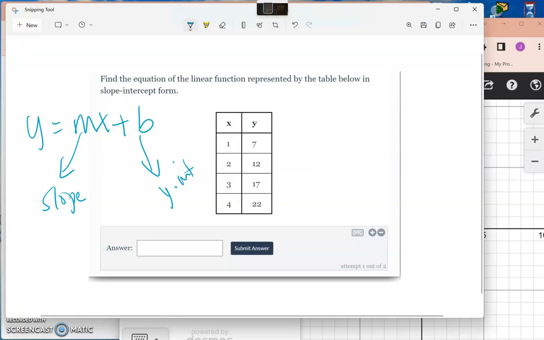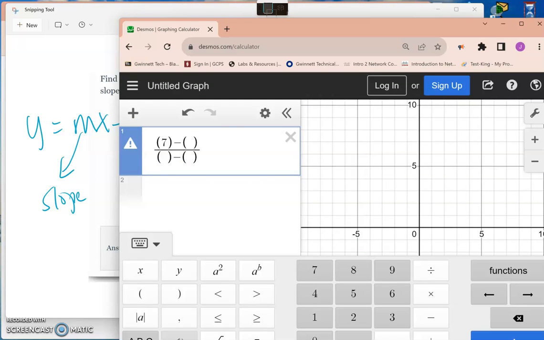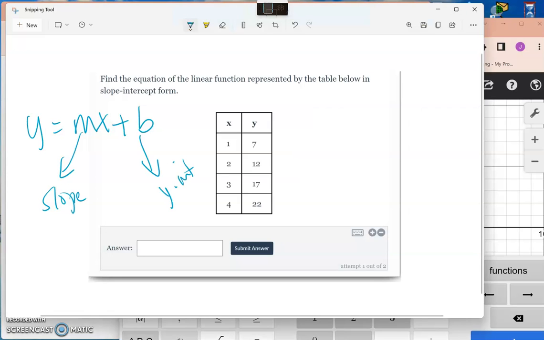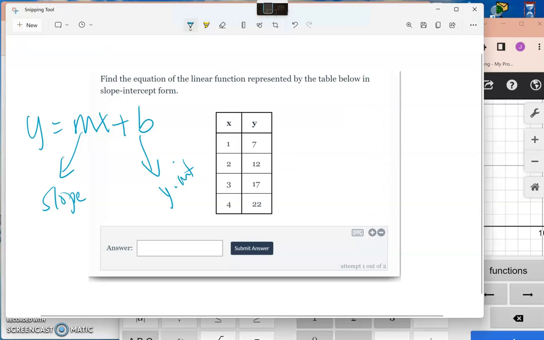So y on the top is 7, x is 1, so 7 goes with 1, and 12 goes with 2. So my slope is 5. So right now I have y equals, and my slope is 5x, and the only thing I need to find is the y-intercept.